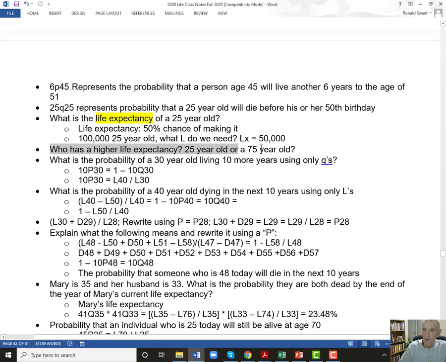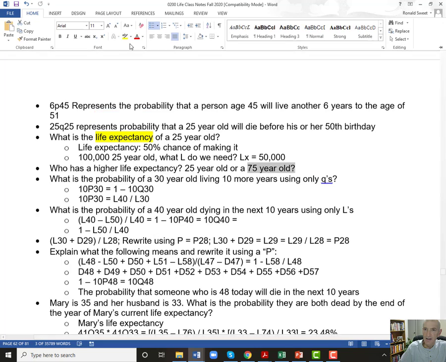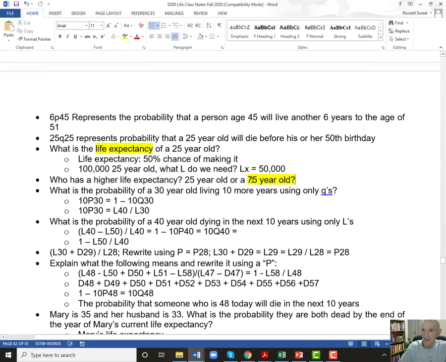Then I asked the question, who has a higher life expectancy? Life expectancy is an age. So it's not how many more years you're going to live, it's to what age. So who has a higher life expectancy, a 25-year-old or a 75-year-old? And the answer is a 75-year-old. Why? Because they've already made it to 75. So their probability of making it to 76, 77, 78, it's much higher.